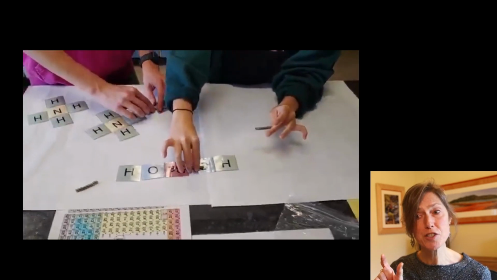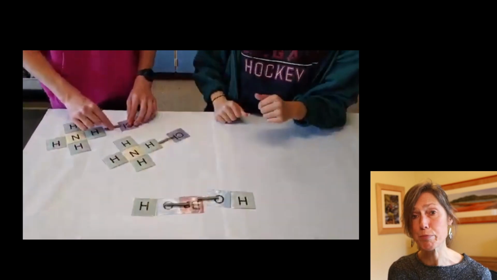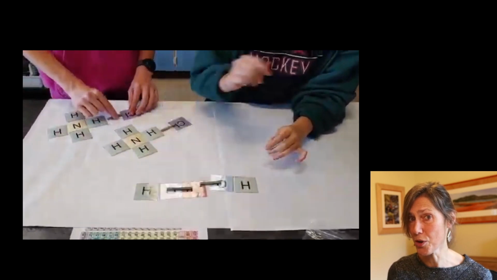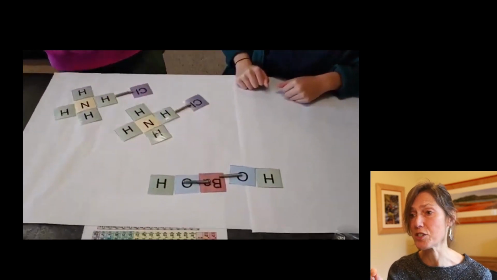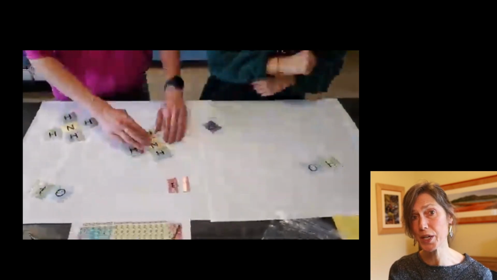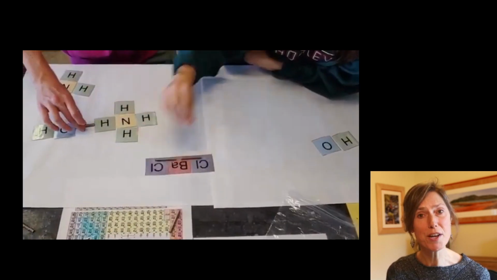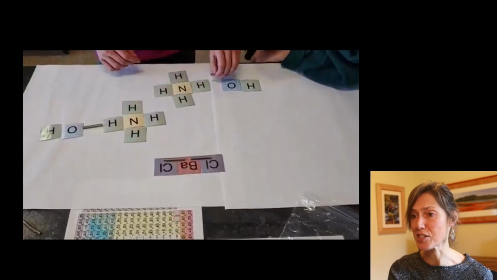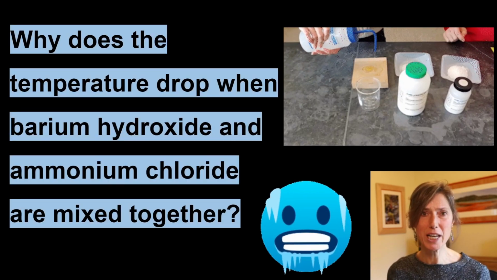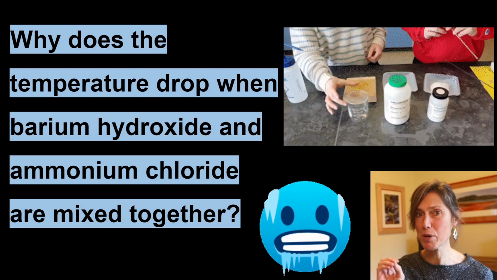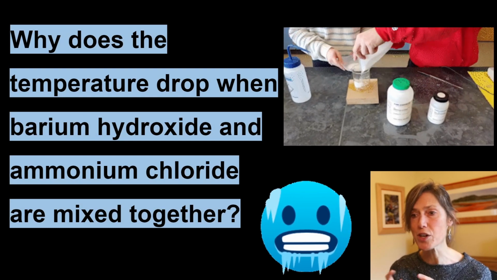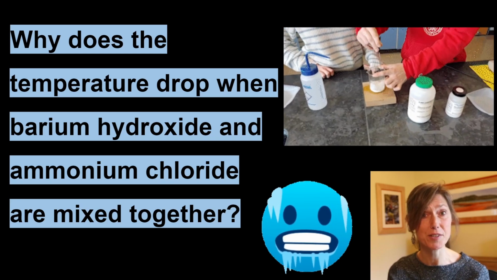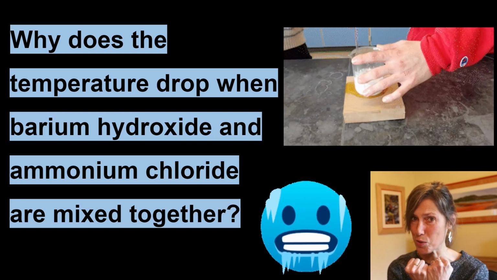They used springs to mimic the ionic bonds between the various ions. In order for this reaction to occur, these ionic bonds then need to be severed so that new connections can be formed. The products of this reaction are barium chloride and ammonium hydroxide, as modeled here. Upon this modeling exercise, students can then be ready to answer the question, why does the temperature drop when barium hydroxide and ammonium chloride are mixed? As illustrated by the very cold emoji.